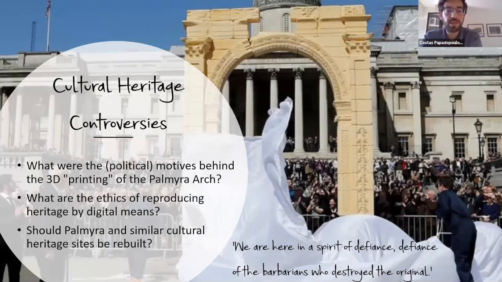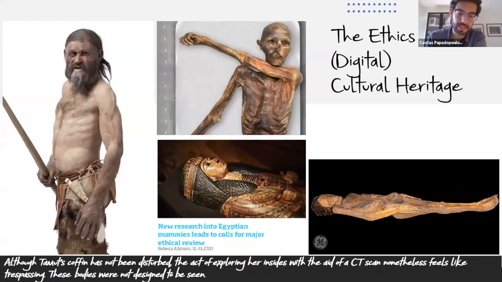Maybe we'll remember the very controversial remaking of the Triumphal Arch of Palmyra that was unveiled 4 years ago in London, in Trafalgar Square, in front of the National Gallery. So through this and some other similar case studies, participants are asked to reflect on the political motives behind the 3D printing of the Palmyra arch, but also on the ethics of reproducing heritage by digital means, and also if Palmyra and also other similar cultural heritage sites should actually be rebuilt or be digitally rebuilt.